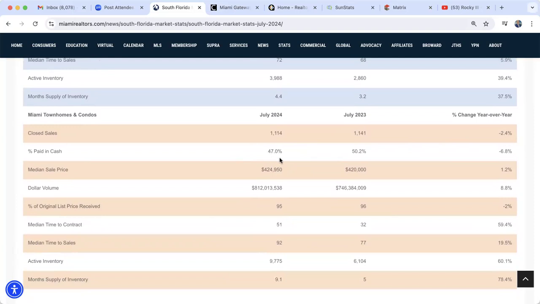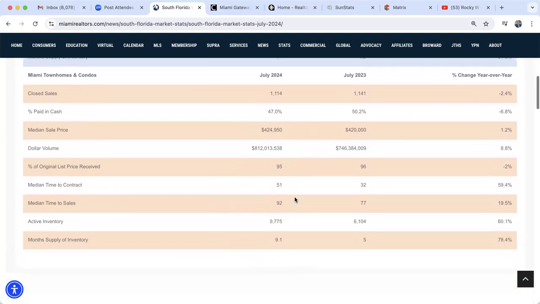47% of buyers in condos paid cash. And the median sales price for a condo is 424,950. Total volume is $812 million. And the active inventory for condos is 9 months. 9 months is equivalent now to a buyer's market.